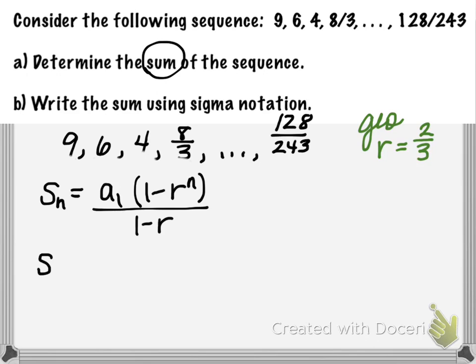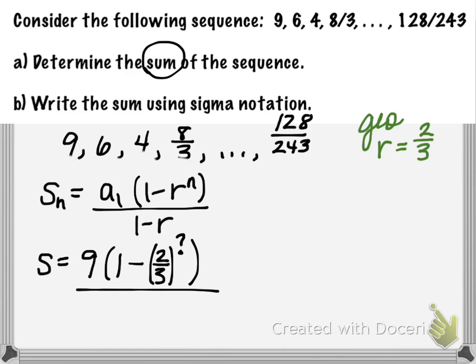So we'll begin to utilize this formula, knowing that my first term in this case is 9, and we just found our common ratio is 2/3. But we now need to raise the 2/3 to the n power, and we don't know the value of n. Remember, n is the number of terms in this sequence. So I'll leave that as a question mark for right now, and then we'll divide by 1 minus 2/3.